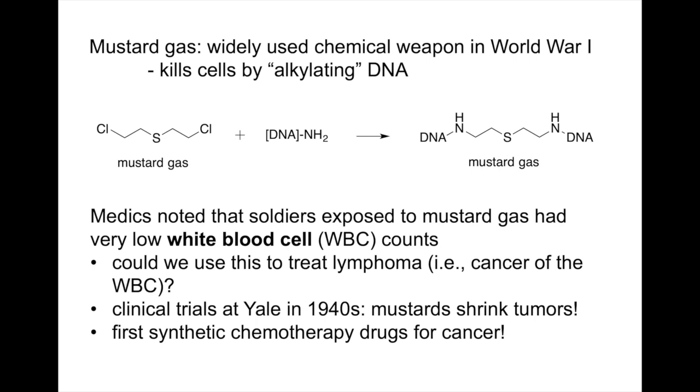And so that gave people the idea that actually lymphoma is cancer of the white blood cell, and so this might be a useful way for us to treat cancer of the white blood cell. People weren't in a hurry to try that because it seems like a tough ask to have a cancer patient take mustard gas, but it did happen in the 1940s at Yale, and it showed that yes, if you literally drop mustard gas on tumors, which I can't imagine anything more painful, it's going to shrink the tumor. And so this was essentially the birth of modern synthetic chemotherapy for cancer.